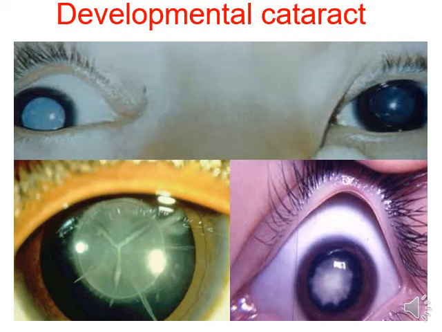This slide shows two of the most common morphological types of developmental cataract. Above, we can see total cataract in the right eye, and below we see the lamellar cataract with the characteristic cogwheel appearance.